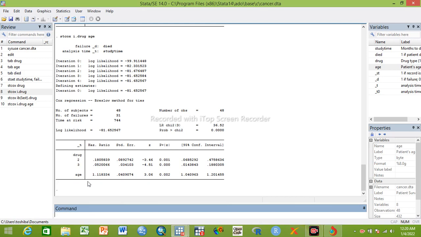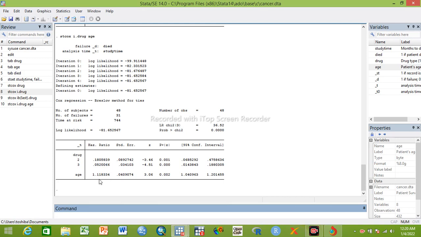So you can add more than two variables, like 30, 20, or 10 variables. In this way, the same thing happens. This is 0.18. 0.18 means 82. So the hazard of death is decreased by 82% in those individuals who take drug 2 at any given time as compared to those who take placebo, their counterparts. And 0.05, so the hazard of death is decreased by 95% in individuals who take drug 3 as compared to their counterparts. So you can interpret in this way.